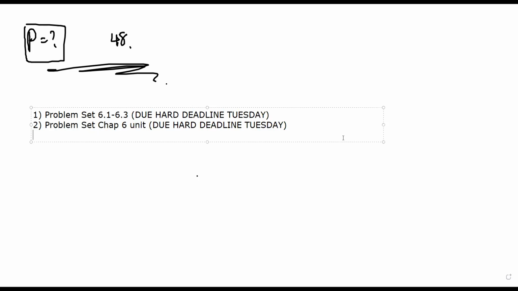Number two, the same day you are going to have the problem set for the chapter 6 unit, due again, hard deadline Tuesday. And number three, please practice enough of chapter 7.3 so that you don't have to look back. When we get back together on Tuesday afternoon, I am going to finish off chapter 7.4 with you, which will be one of the two bread and butters for your final assignment.